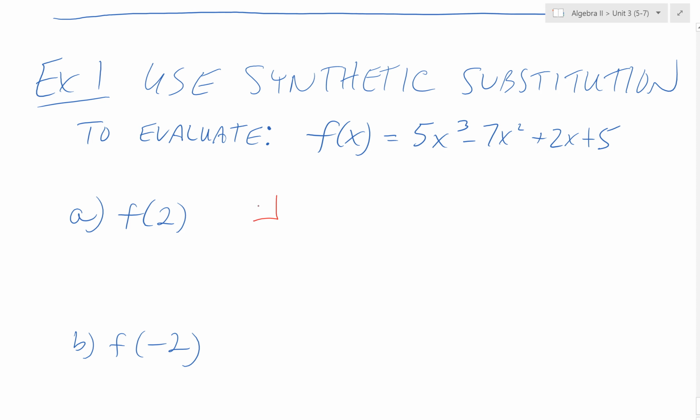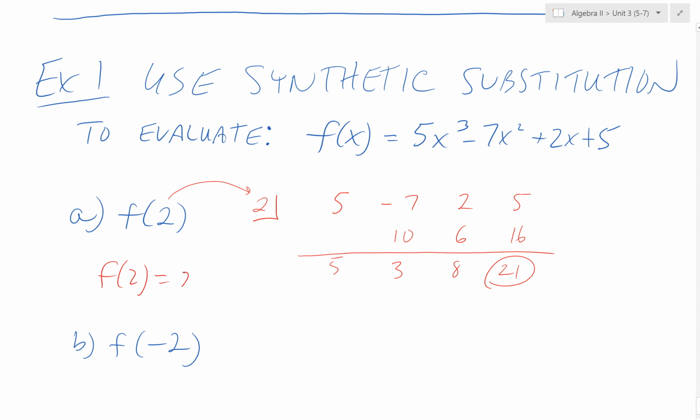What number should I put in the box? 2. You put the same number in the box, 2, and then it's 5, negative 7, 2, 5. Bring down the 5, 10, add, 6, add, 16, add. We get 21, so that means f of 2 equals 21.